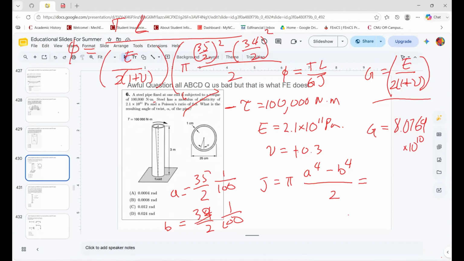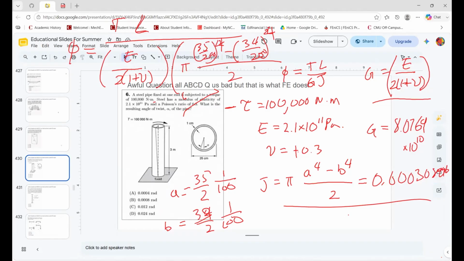And also make sure to do power of 4, not power of 2. 0.00003089996 is our answer for that. So now we put all those things in here, and this is 4. This is 4. Now, make sure to be careful about your units.